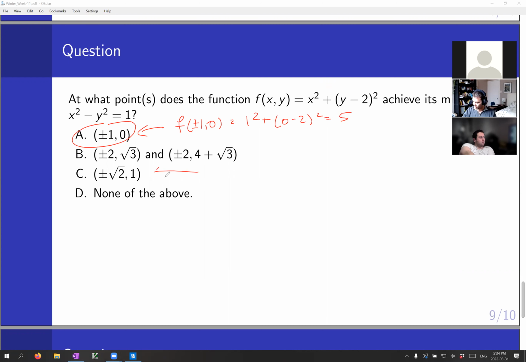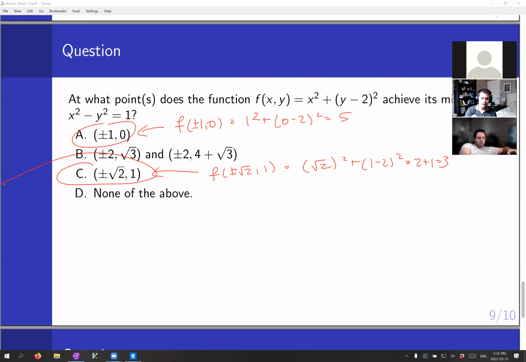And then if I do it for this example, root 2, 1, I would get root 2 squared plus 1 minus 2 squared. So that's 2 plus 1. So that's 3, right? Okay, so between those two, assuming they both satisfy that equation, x squared minus y squared equals 1, and they do, that immediately tells us the answer can't be A, right? Because C is a better point. So C definitely is the correct answer.